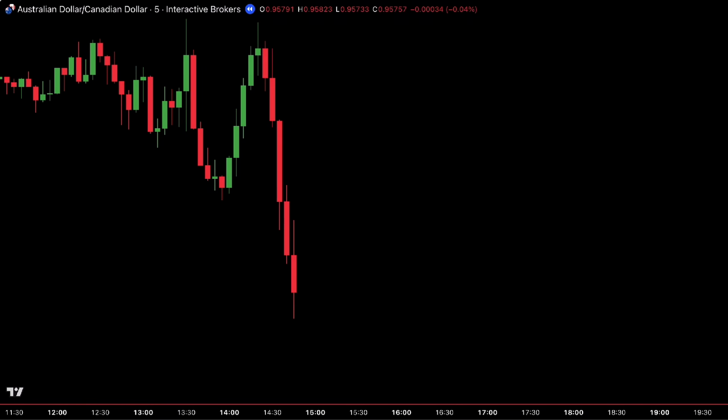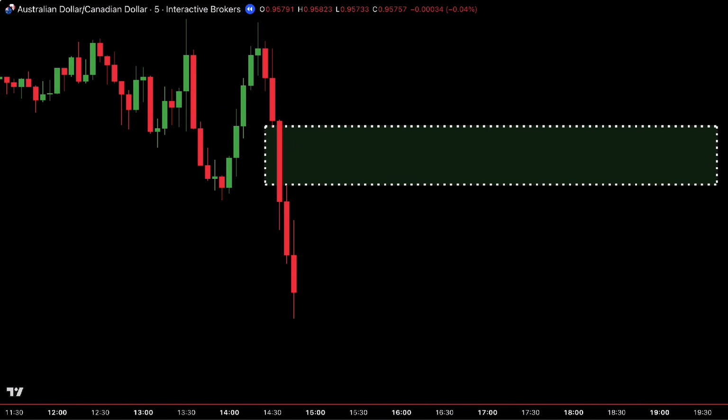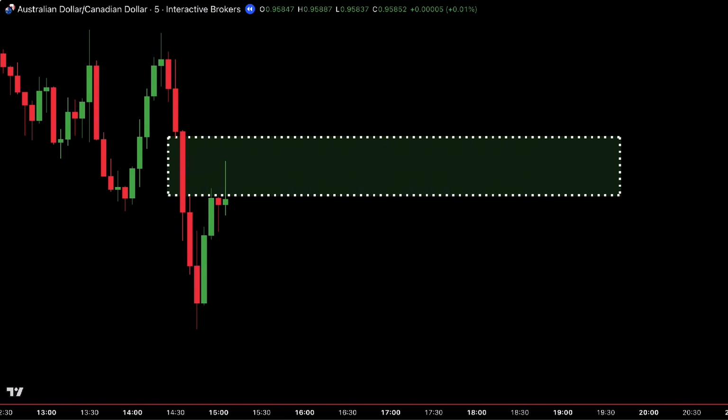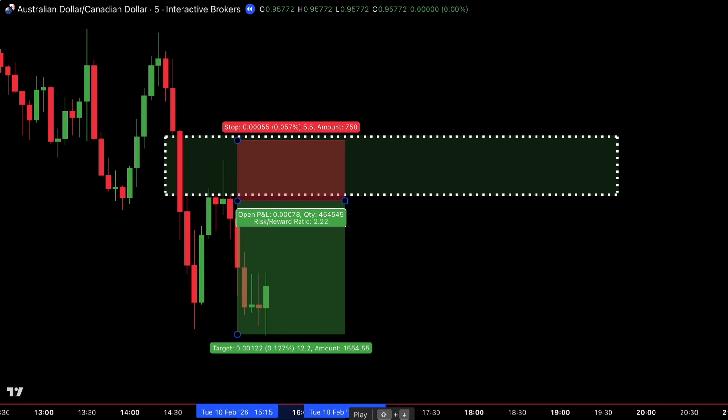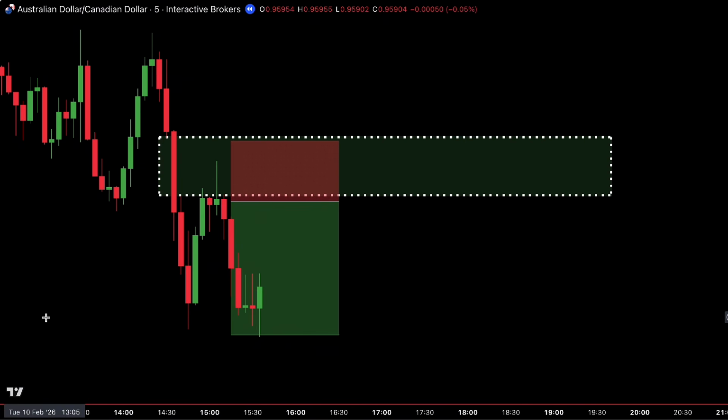Now look at a bearish example. Here the market drops aggressively, creating a bearish fair value gap. Later, price retraces back into that area, and as soon as it reaches the gap, it gets rejected and moves down again. That's your entry, stop loss above the gap, target at the next support level. And once again, the market moves in your direction.